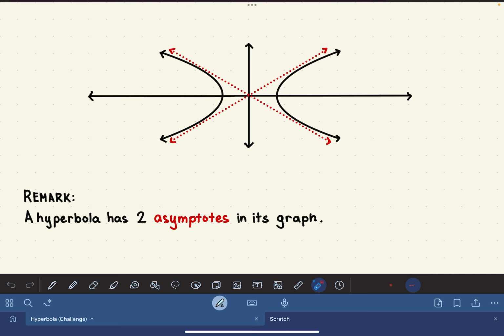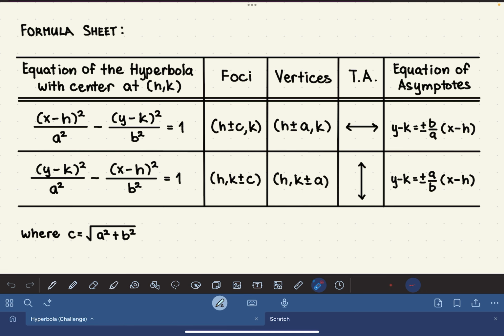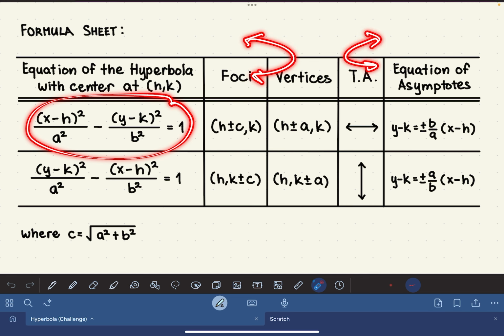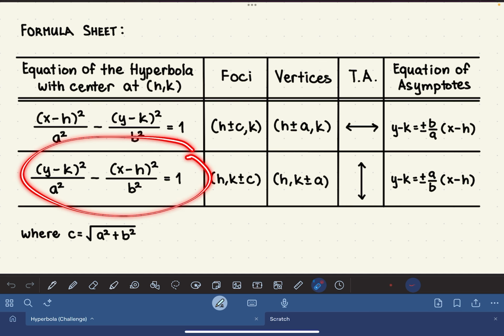Now that the parts of the hyperbola are out of the way, we move on to the formula sheet for the hyperbola. For our discussion of the examples today, what's important here is the equation and the equation of the asymptotes. Just to recall, the distinction between these two is that this first formula gives us the hyperbola that is oriented like this. On the other hand, this version gives us the hyperbola that is oriented something like this.